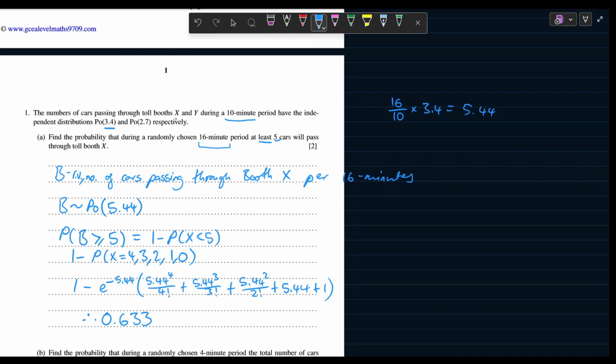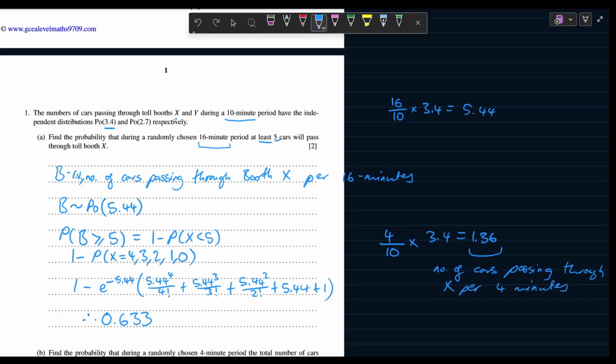the toll booth X in a 4-minute period. So we know that for X, in a 10-minute period, we've got 3.4 cars, but we want 4, so it's going to be 4 over 10. Okay, so that's 4 over 10 times 3.4, which is 1.36. So this 1.36 is the number of cars passing through X per 4 minutes.